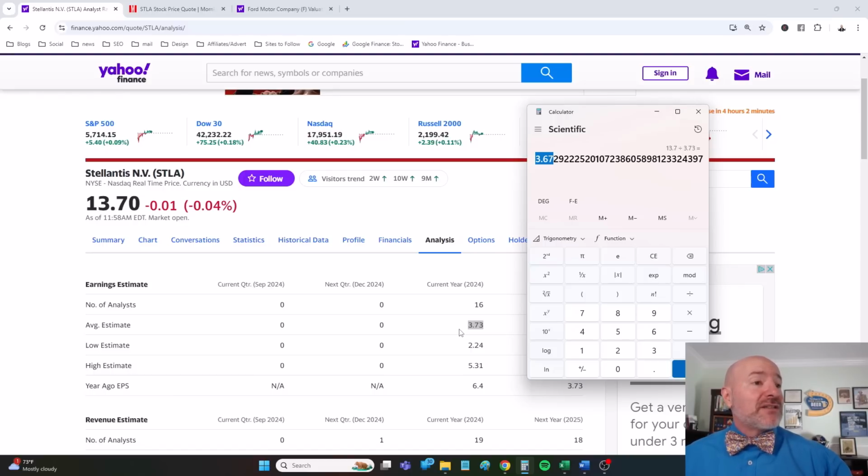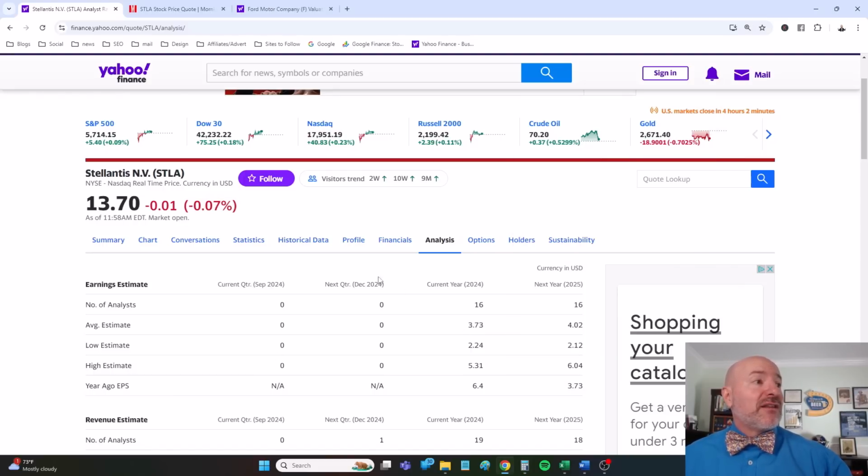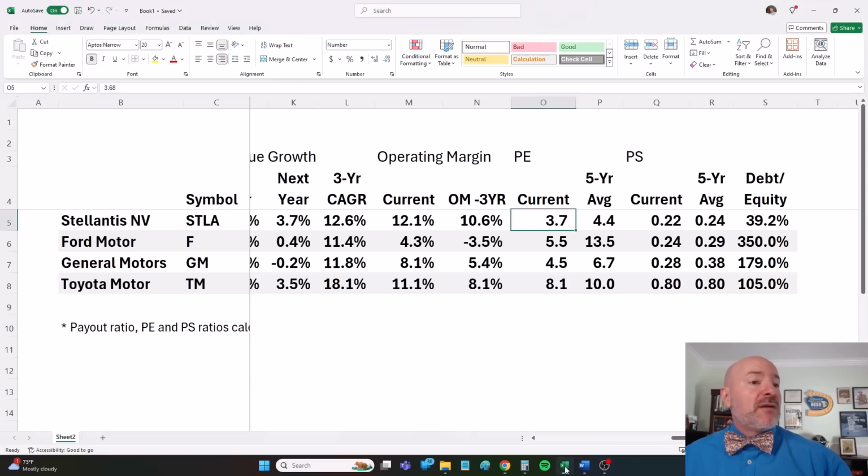Well, we don't know what it means until we compare it with either the history of Stellantis valuation or these other companies. We don't know if that's high or low, but over the last 5 years, Stellantis has traded for $4.40 for every dollar of earnings. It's traded at a higher valuation, more expensively. Investors have been willing to pay $4.40 for every dollar in earnings generated. Now, for some reason, they're only willing to pay $3.70.